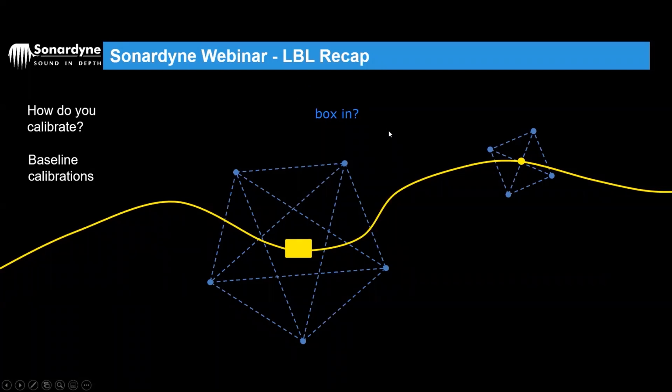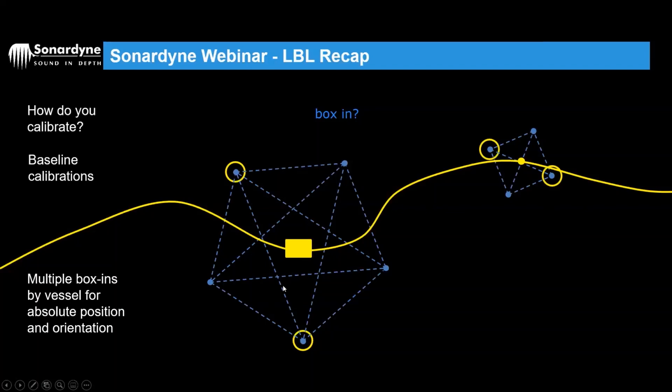Somebody's putting box in, and a few others put box in into the chat. Yeah, we would also box in. So potentially these two here. The reason we do these two here is obviously the longest baseline. The reason for doing the longest baseline, as we talked about in the LBL webinar 2 weeks ago, was to constrain the orientation of the array. If we just boxed in one of these, the array, when we did the calibration, it would be allowed to pivot or swing about that point. So by having another constrained point over here, we can constrain the orientation of the array when we come to do the calibration.